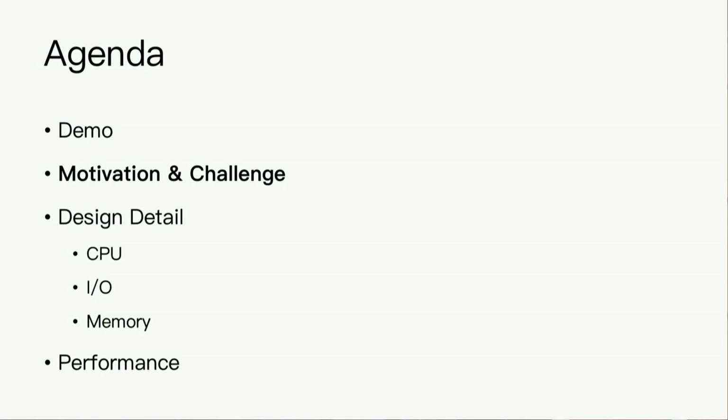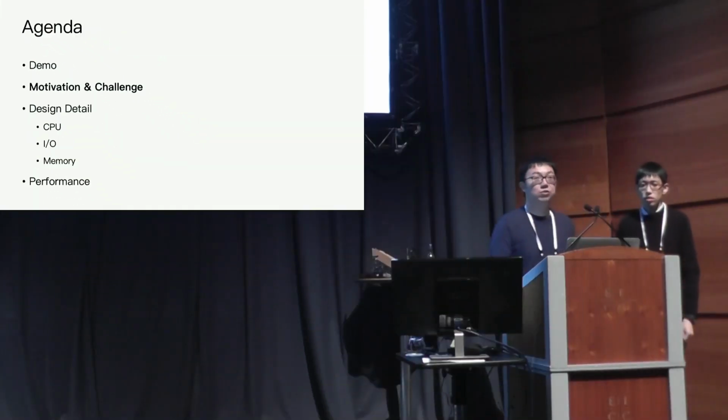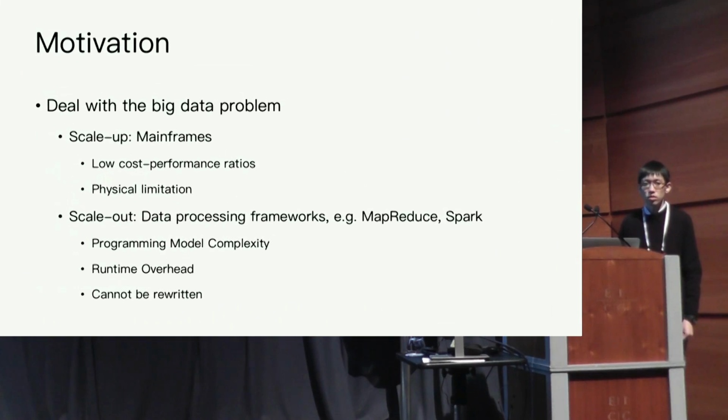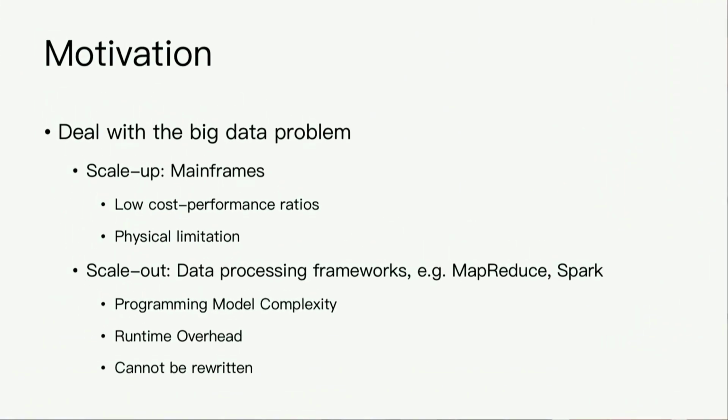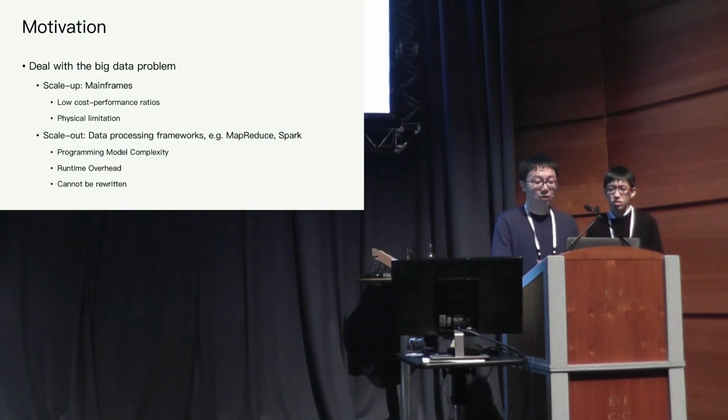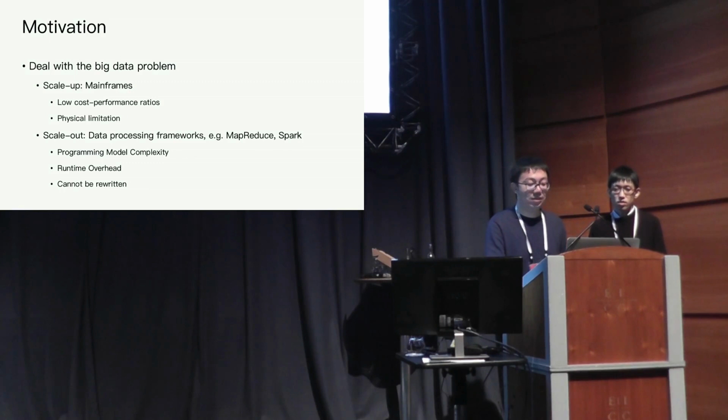Okay, so why do we need to make QEMU distributed? Big data applications and machine learning force people to handle the data they have collected. However, those data are hard to handle on a normal machine. This is simply because they need a lot of CPU, I/O, and memory resources. Today, the conventional wisdom is that traditional scale-up solutions, such as mainframes, have a low cost-performance ratio and physical limitations.